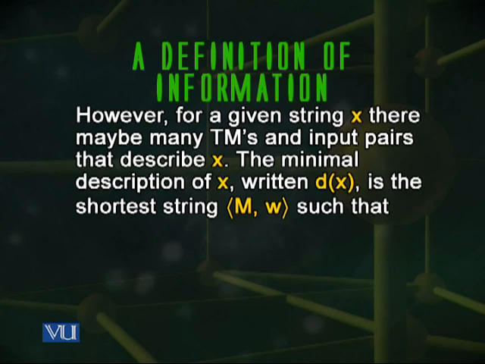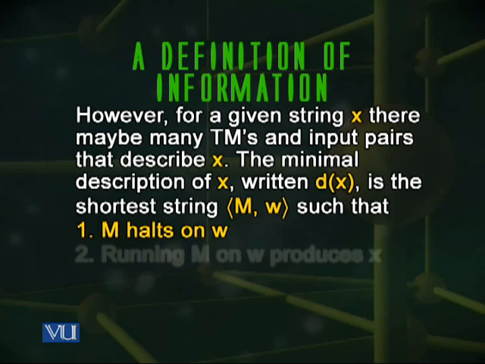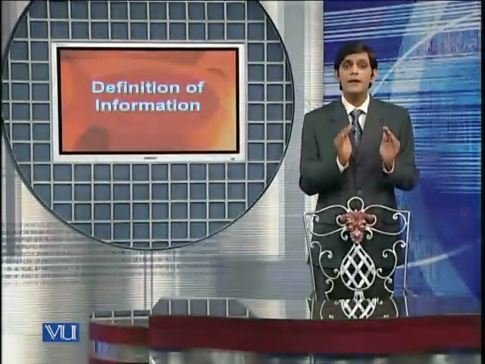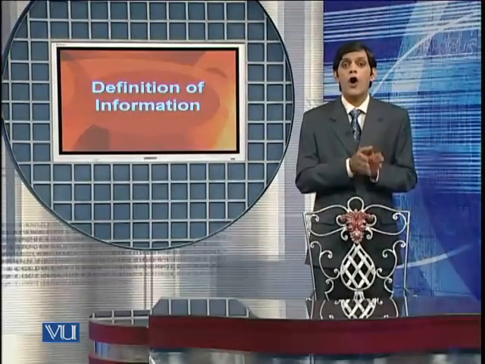such that two properties hold. One is when we run M on W, it halts, and the second is running M on W outputs the string X. Well, now what if there are several shortest such strings? In this case, D of X is going to be the lexicographically first such string. So D of X is the shortest pair, shortest string ⟨M, W⟩, such that when you run M on W, you get the output as X.